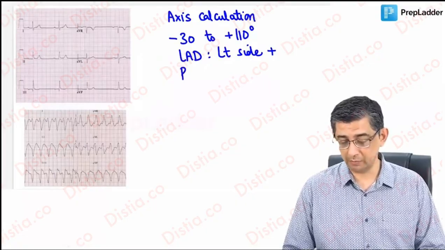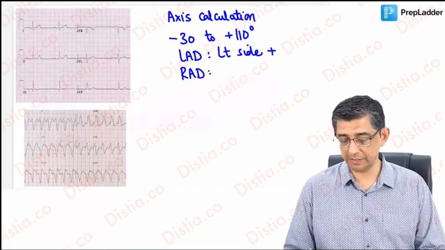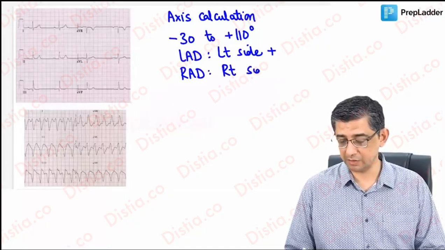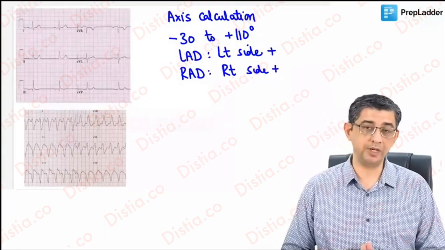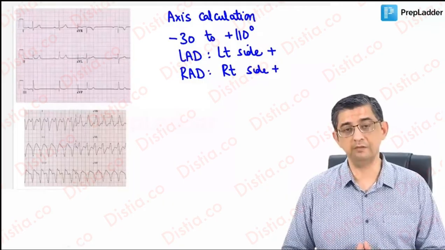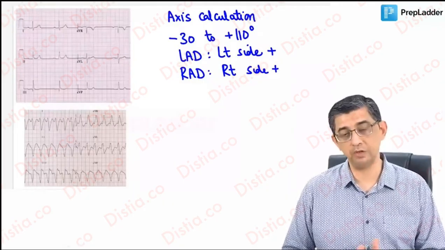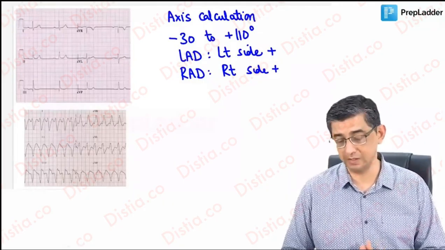On the other hand, when you read about right axis deviation, it means that the right side of the heart is showing a significant enlargement. Example can be like a case of COPD. So the main advantage of determining the axis is to determine which side of the heart is under strain or which side of the heart is actually becoming bigger in size.